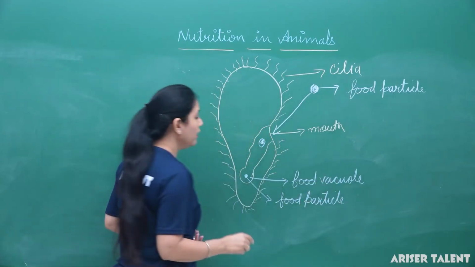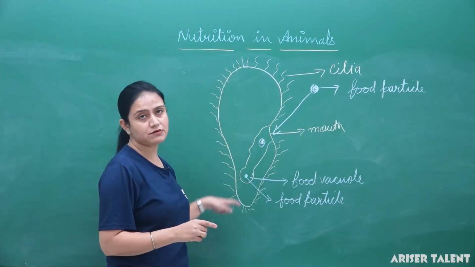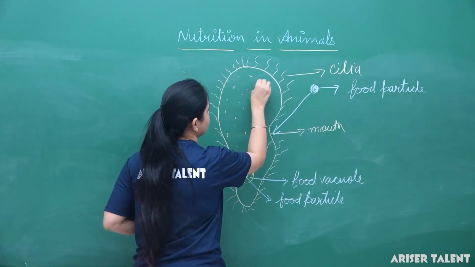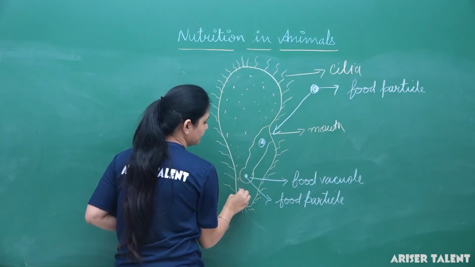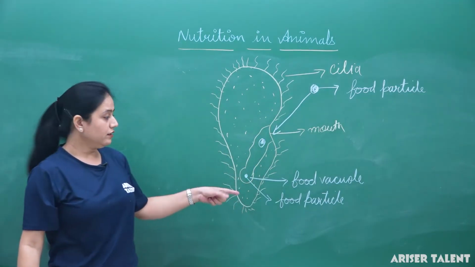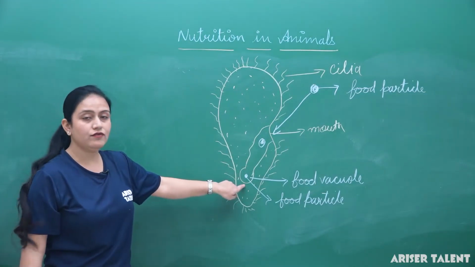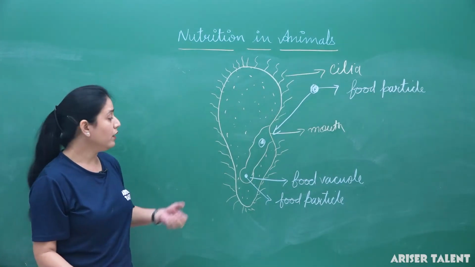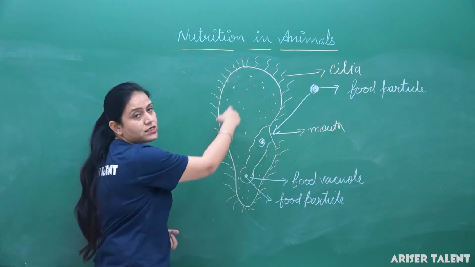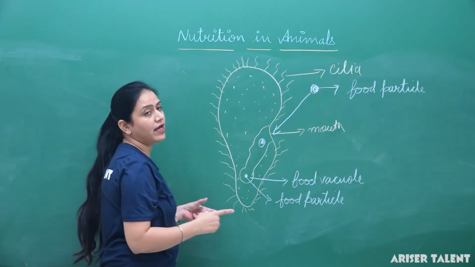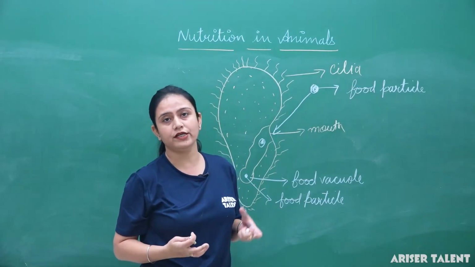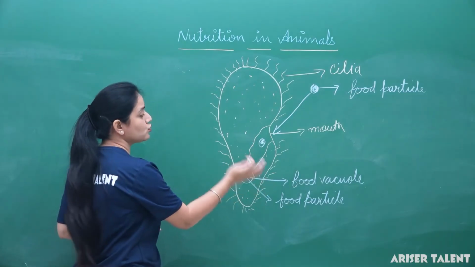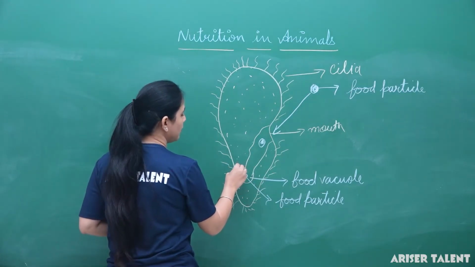Now what happens? As cytoplasm is present inside the body, this cytoplasm contains digestive enzymes. When digestive enzymes enter inside the food vacuole, then this food particle is broken down into a simpler form. Then this diffuses in the cytoplasm, and the cytoplasm absorbs the nutrients in the body. Whatever waste material is there is thrown out of the body by this anal pore.